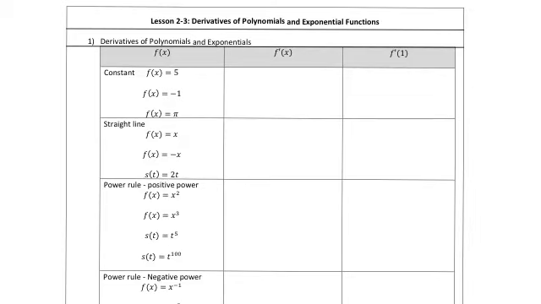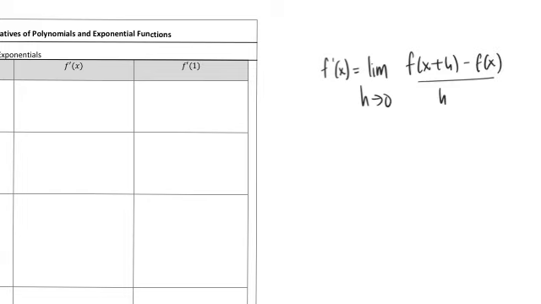Hello everyone, this is lesson D3 on derivatives of polynomials and exponential functions. So in lesson D2 we learned that the derivative f prime of x is the limit as h goes to 0 of f of x plus h minus f of x over h. And to find the derivative of, for example, x squared, we had to do this process and then we got out an answer of 2x.